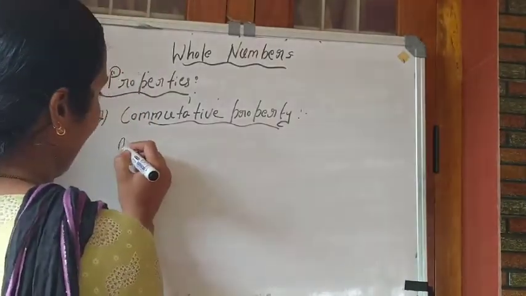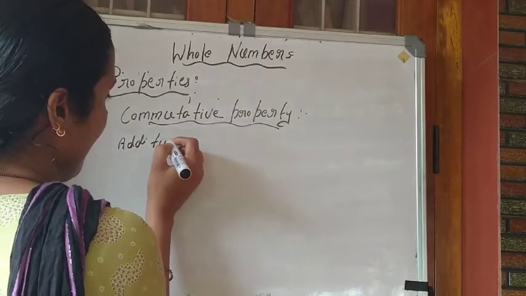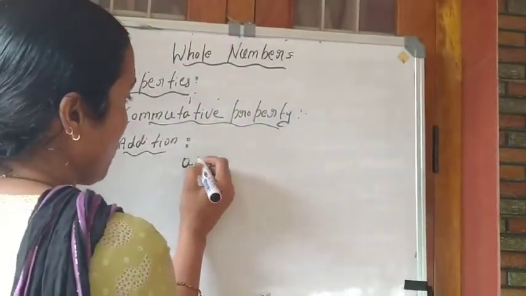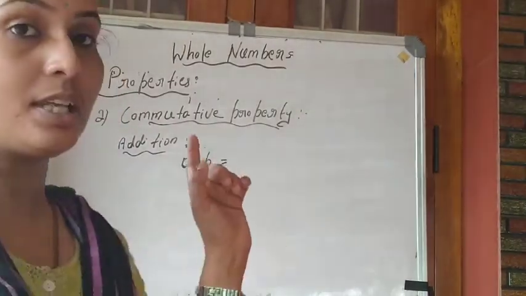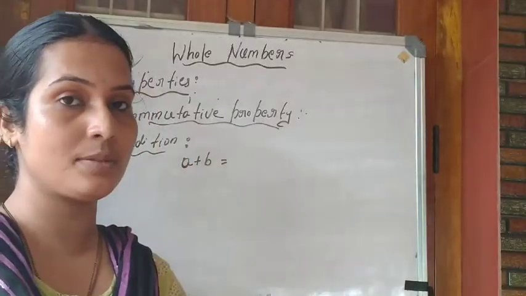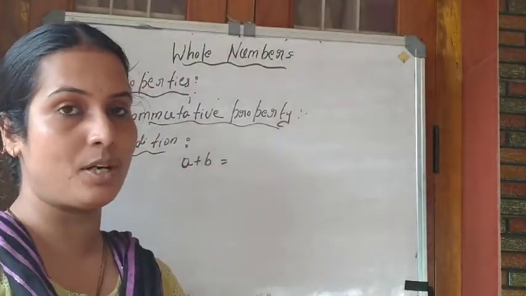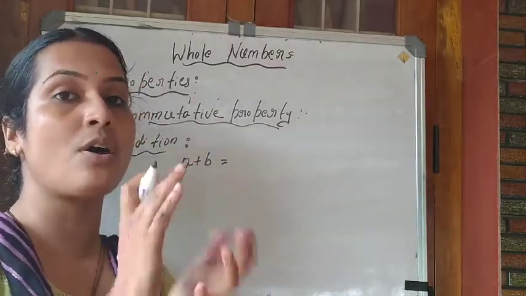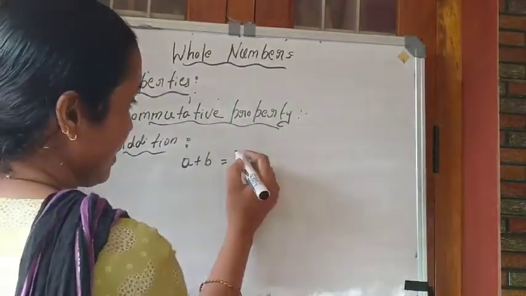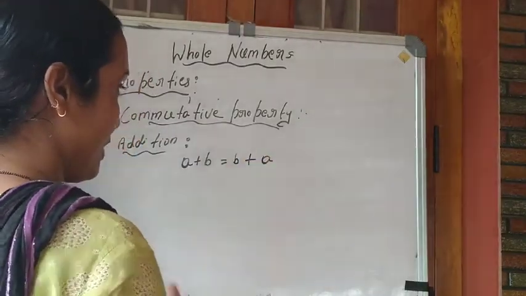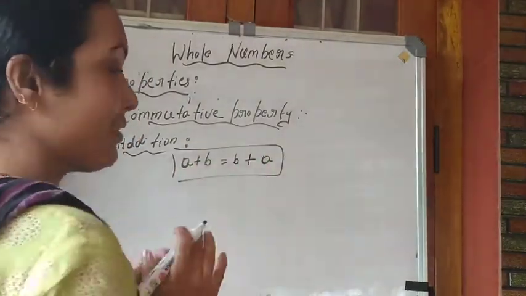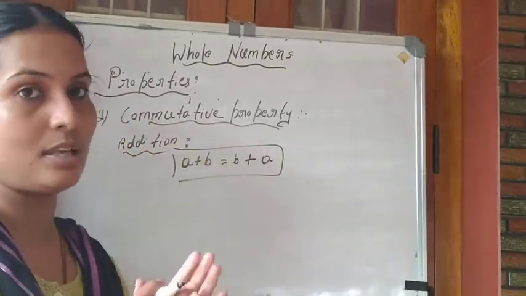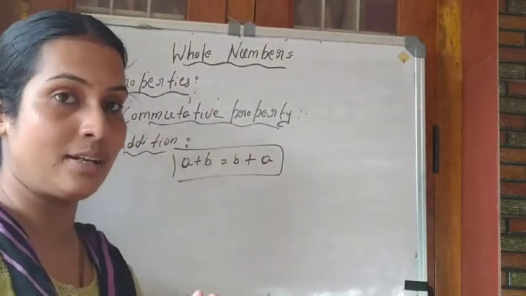For example, let us first discuss whether it is satisfied for addition or not. If you consider two whole numbers, imagine A and B are two whole numbers. If you add these two whole numbers and just change the order of the numbers, A plus B, we can write B plus A. In both cases we will get the same answer. We will get LHS equal to RHS, left hand side equal to right hand side.